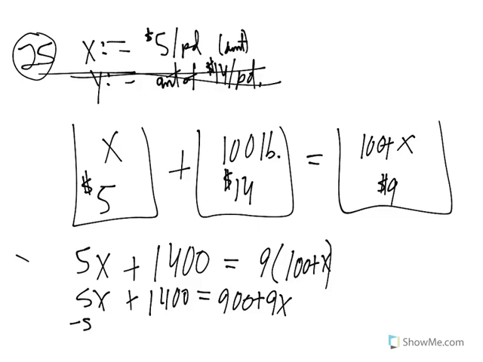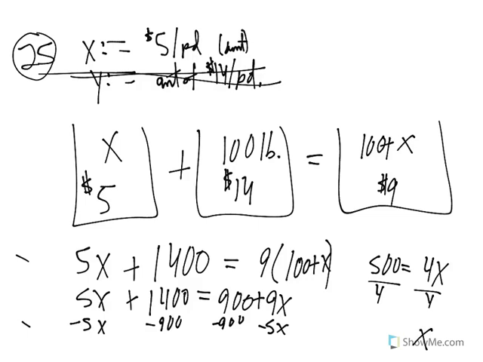And then you take 5X from both sides. Alright, subtract 900 from both sides. And you get 500 equals 4x. And divide both sides by 4 to finally get x equals 125 pounds.